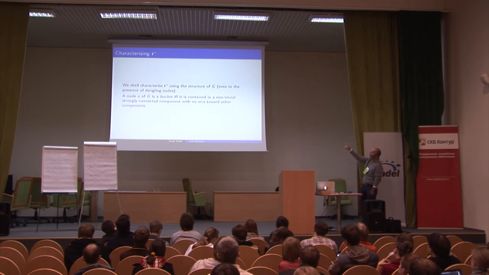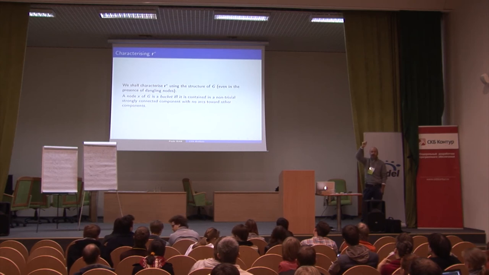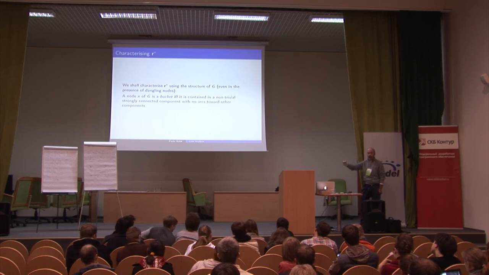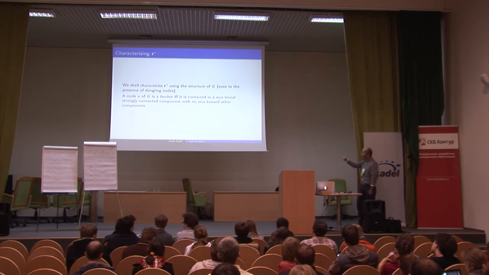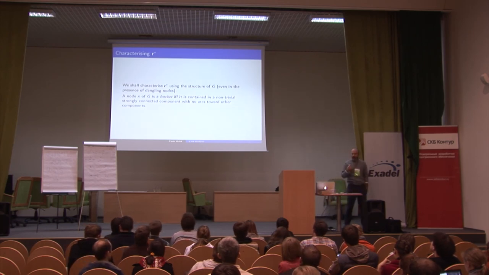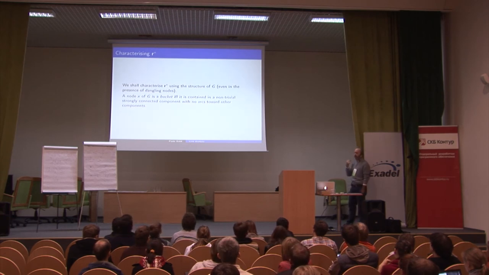solution. So here, R star is the page rank when alpha goes to 1. So it's the limit of the page rank vector when alpha goes to 1. This limit is well defined because every component of the page rank vector is a rational function with no singular points around 1. So R star is well defined. Let me call a node of a graph a bucket if it is contained in a non-trivial, strongly connected component with no arcs toward other components.